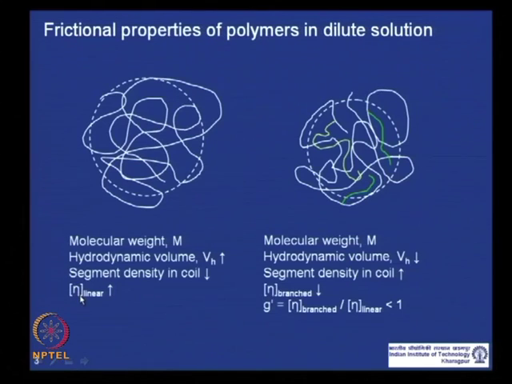So, the intrinsic viscosity of the linear polymer will be higher than the intrinsic viscosity of the branched polymer chain of the same molecular weight. If you divide the branched intrinsic viscosity by the linear one, you can get the extent of branching in this polymer coil.